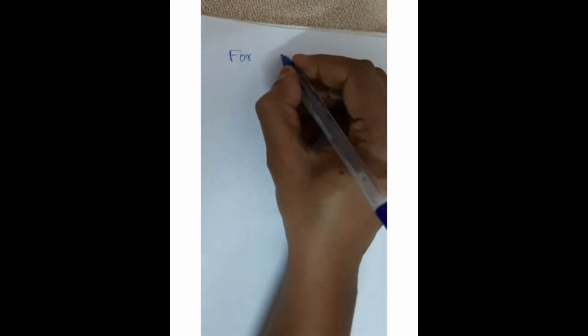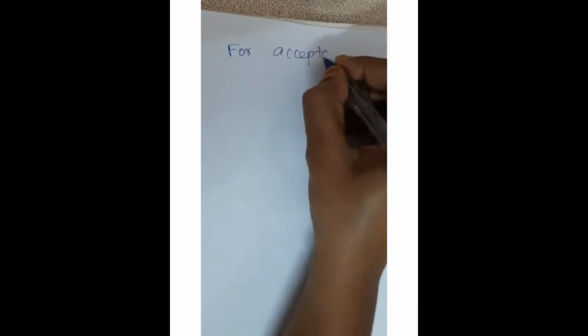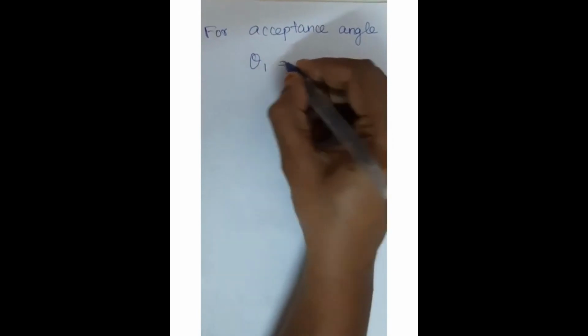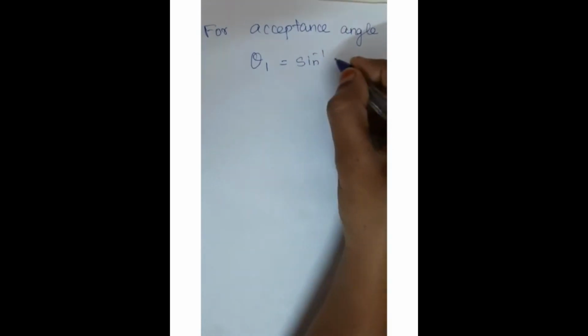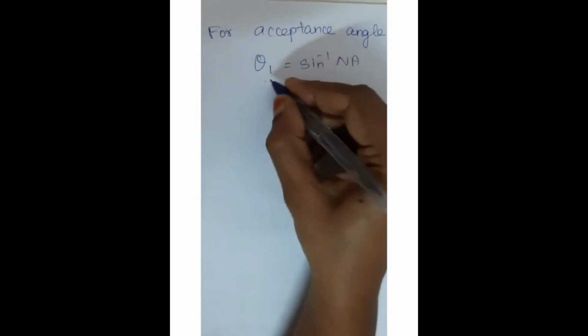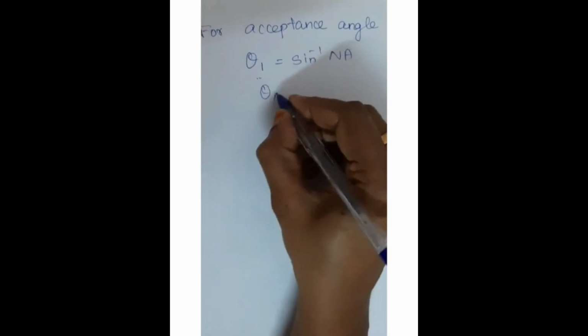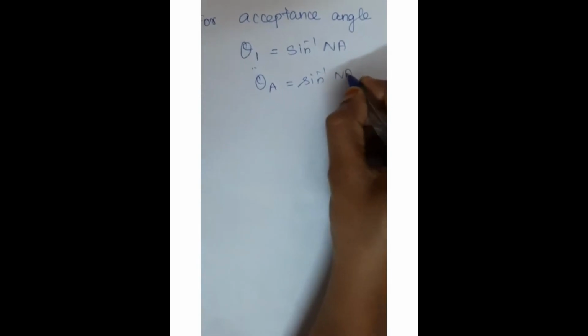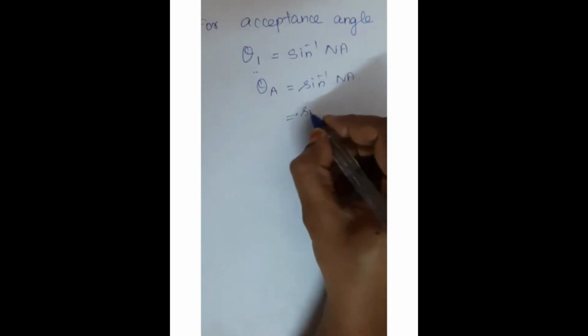Then, for acceptance angle, write: theta 1 is equal to sine inverse of numerical aperture, because theta 1 is the acceptance angle. So now the acceptance angle is equal to sine inverse of numerical aperture. What is the value of numerical aperture? The numerical aperture value is root of N1 squared minus N2 squared.